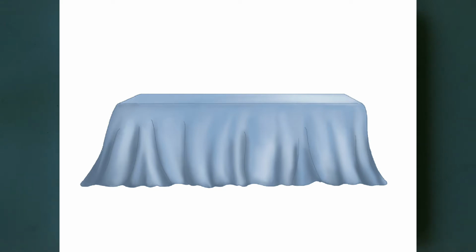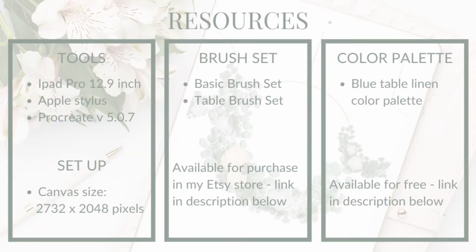Today I'm going to show you how I use my table brush stamp to outline a table with linen, and then I'm going to show you my process for adding colour to that table. I'm working in the Procreate app on my iPad Pro. I've got here a screen-sized canvas which I've already opened. I'll be using table number one from my table brush set, and a couple of other brushes from my basic brush set.